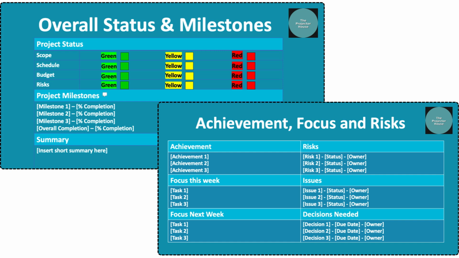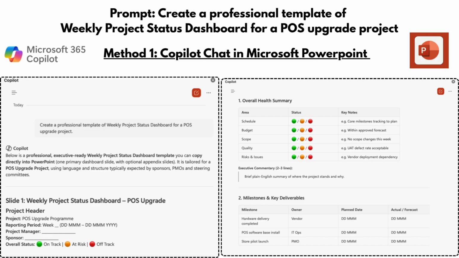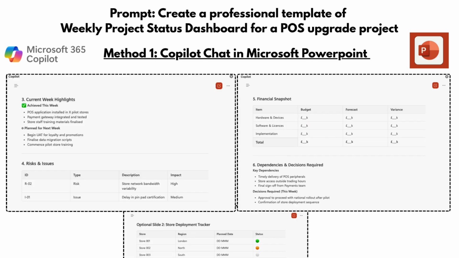Ready? Let's dive in. Method 1. The Copilot chat, right inside PowerPoint. I used my standard prompt, and in less than a second, boom, Copilot responded. Looking at the chat window, the level of detail was incredible. It listed the milestones, the status updates, everything. Honestly, in that moment, I was excited. It felt like the AI had read my mind and was about to hand me the perfect template.